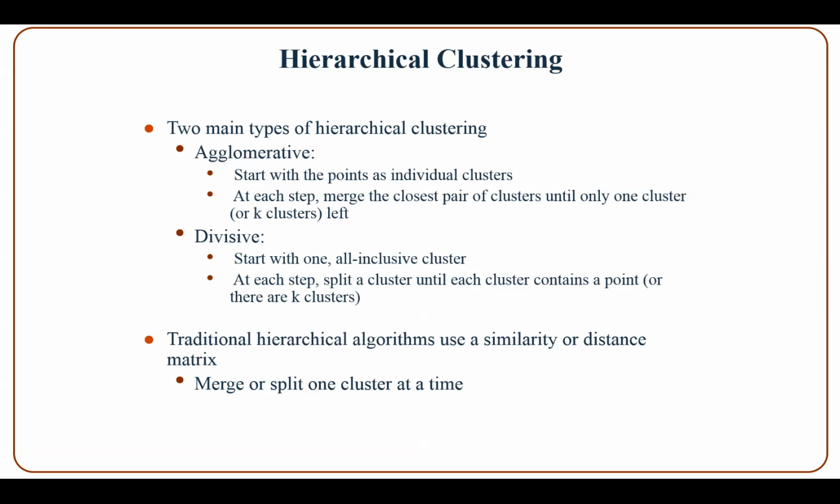There are two main types of hierarchical clustering: agglomerative and divisive. In the agglomerative type, we start with the points as individual clusters, and then at each step merge the closest pair of clusters until only one cluster is left. In the divisive type, we start with one all-inclusive cluster, and at each step split the cluster until each cluster contains a point. Traditional hierarchical algorithms use the similarity or distance matrix.